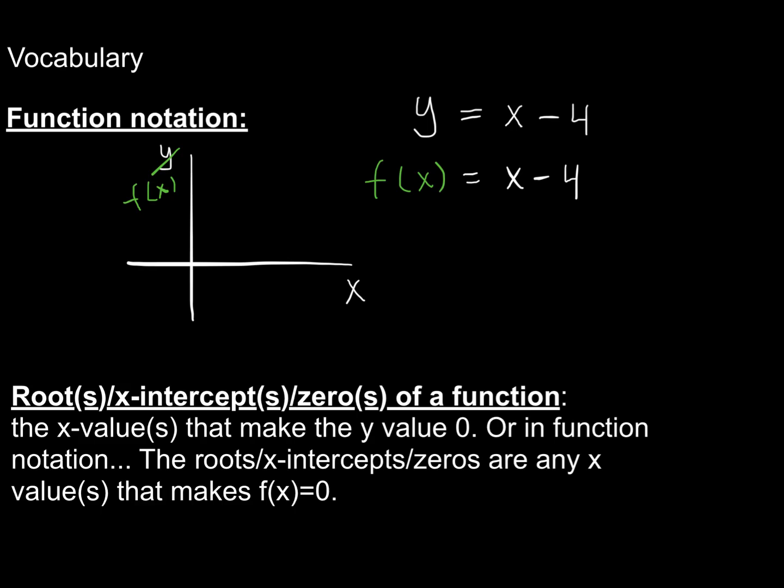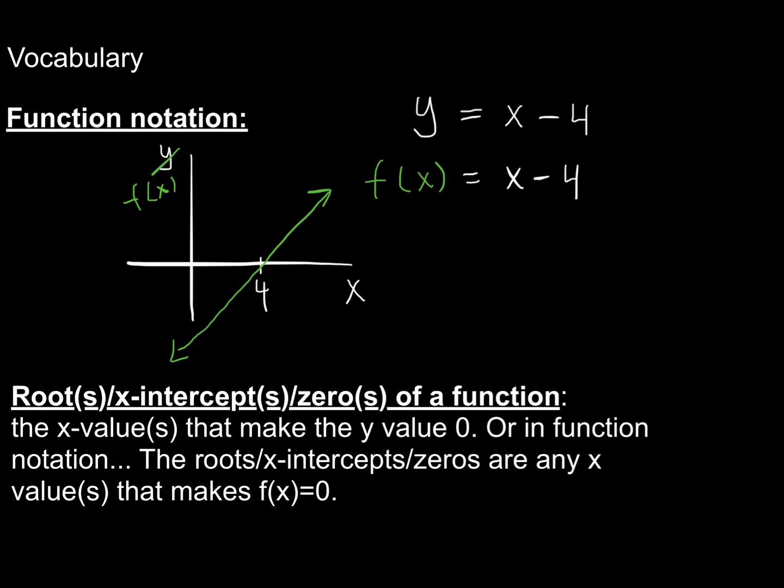All right, the next thing are something that you've seen before, certainly. Roots, x-intercepts, and zeros. They all mean the same thing, and they are the x values that make the y value 0. Okay, so for example, if I were to graph this function here, and I'll do that very quickly, it turns out that this function actually intersects the x-axis when x is 4. And of course, that value of 4 is what makes the y value, or the output, 0.